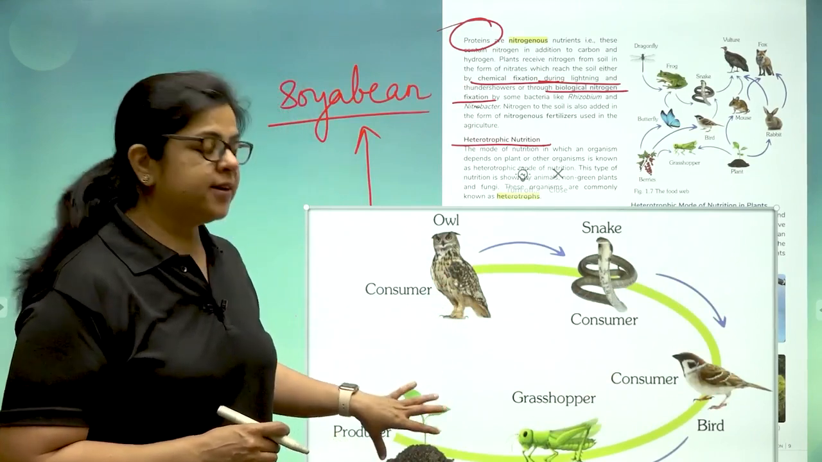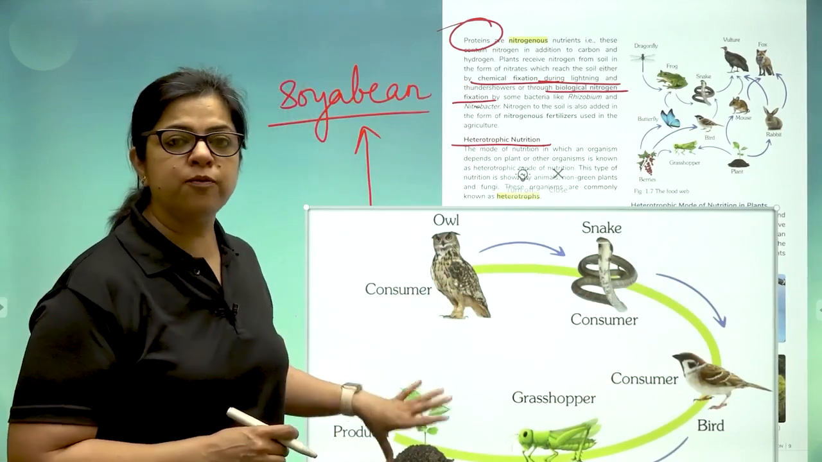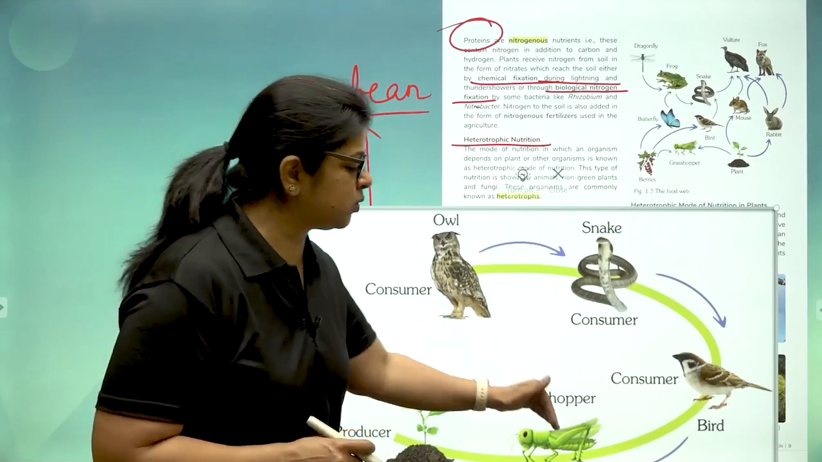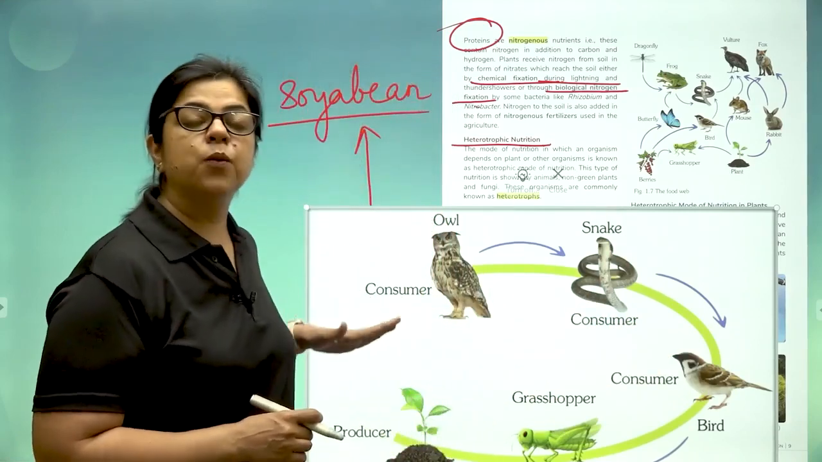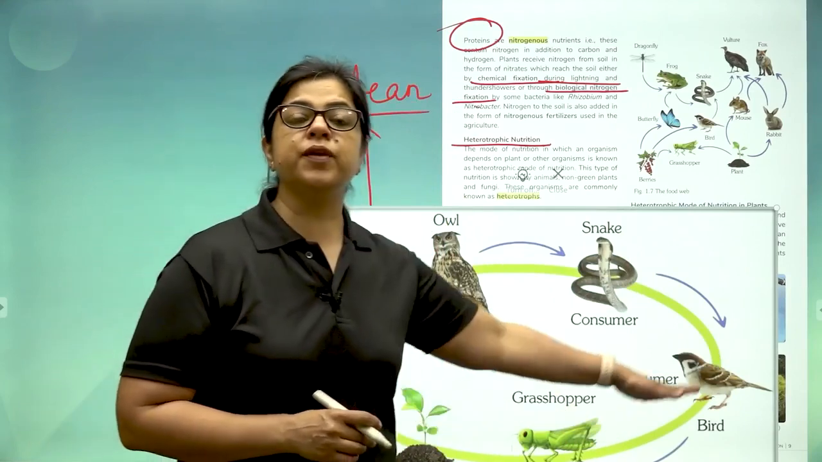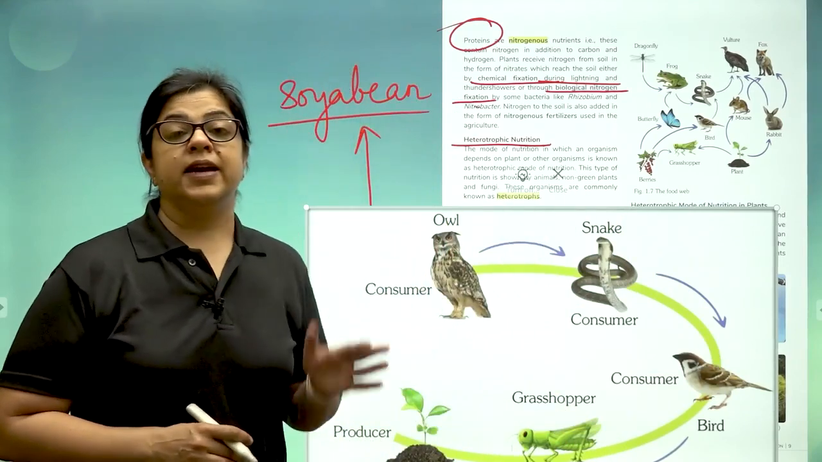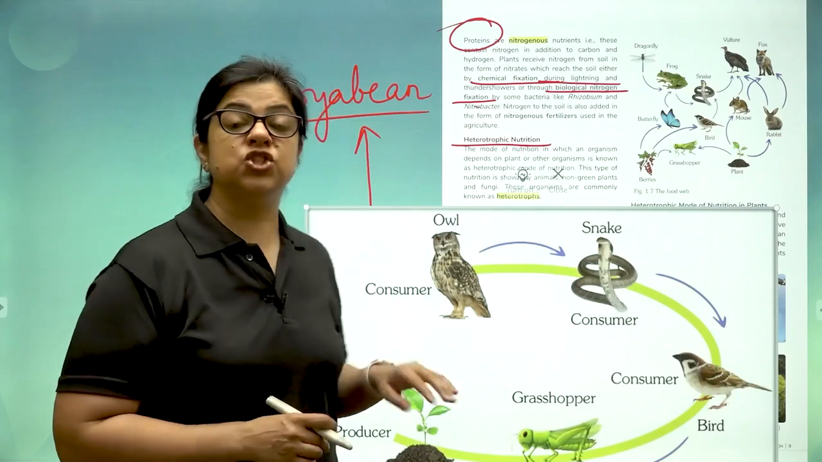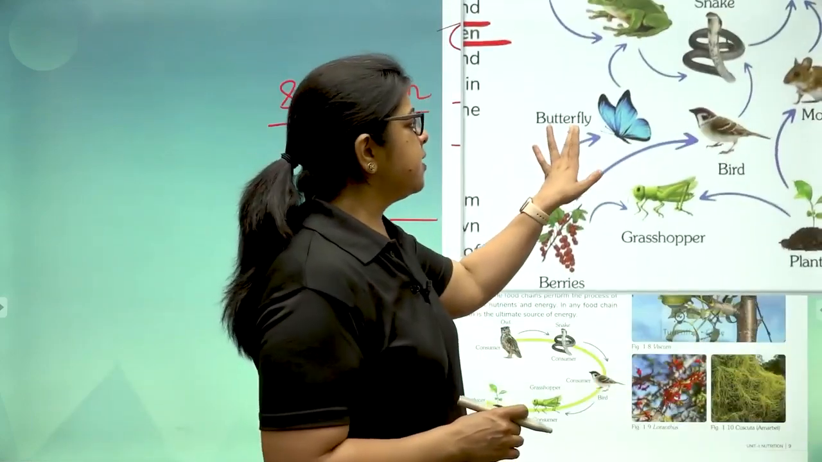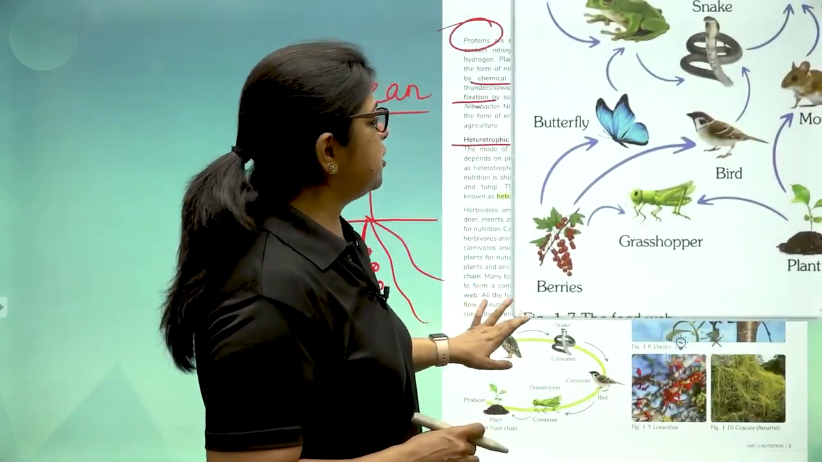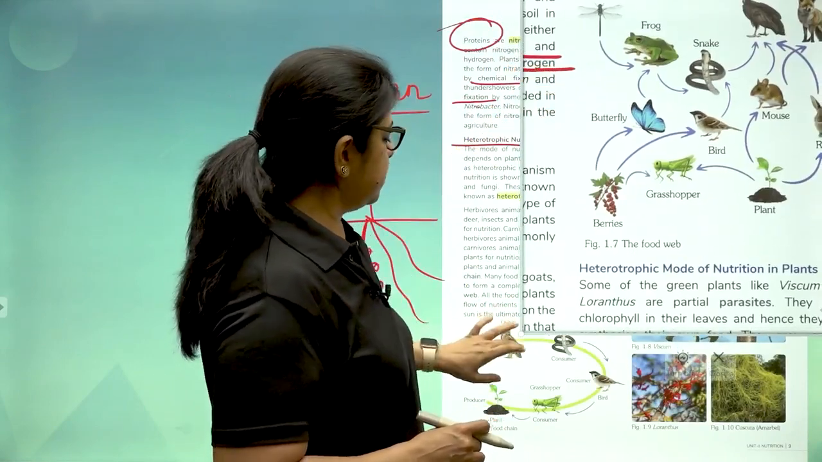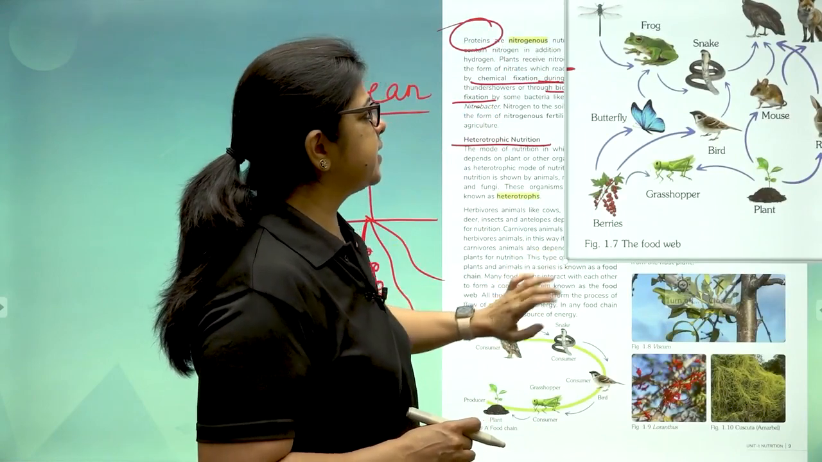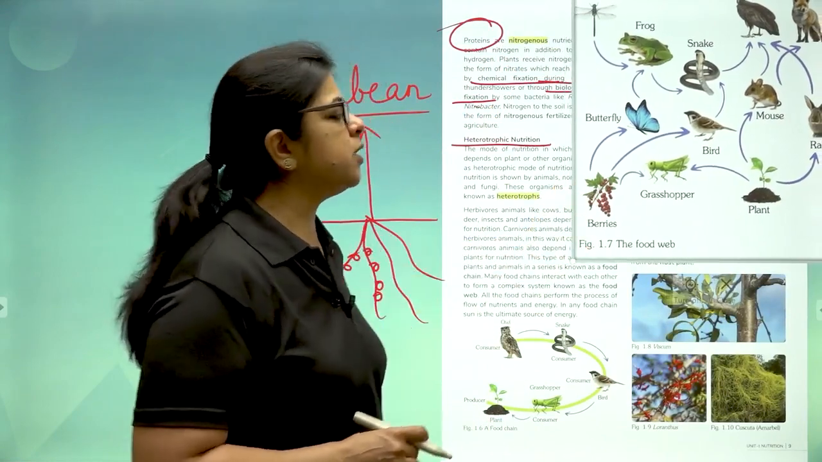So the energy, the food energy from one step is moving to the second step, third step, fourth step and fifth step. When this energy is moving in a chain manner, it is known as a food chain. However, when the same energy flows from one organism to another like this, it is known as a food web.